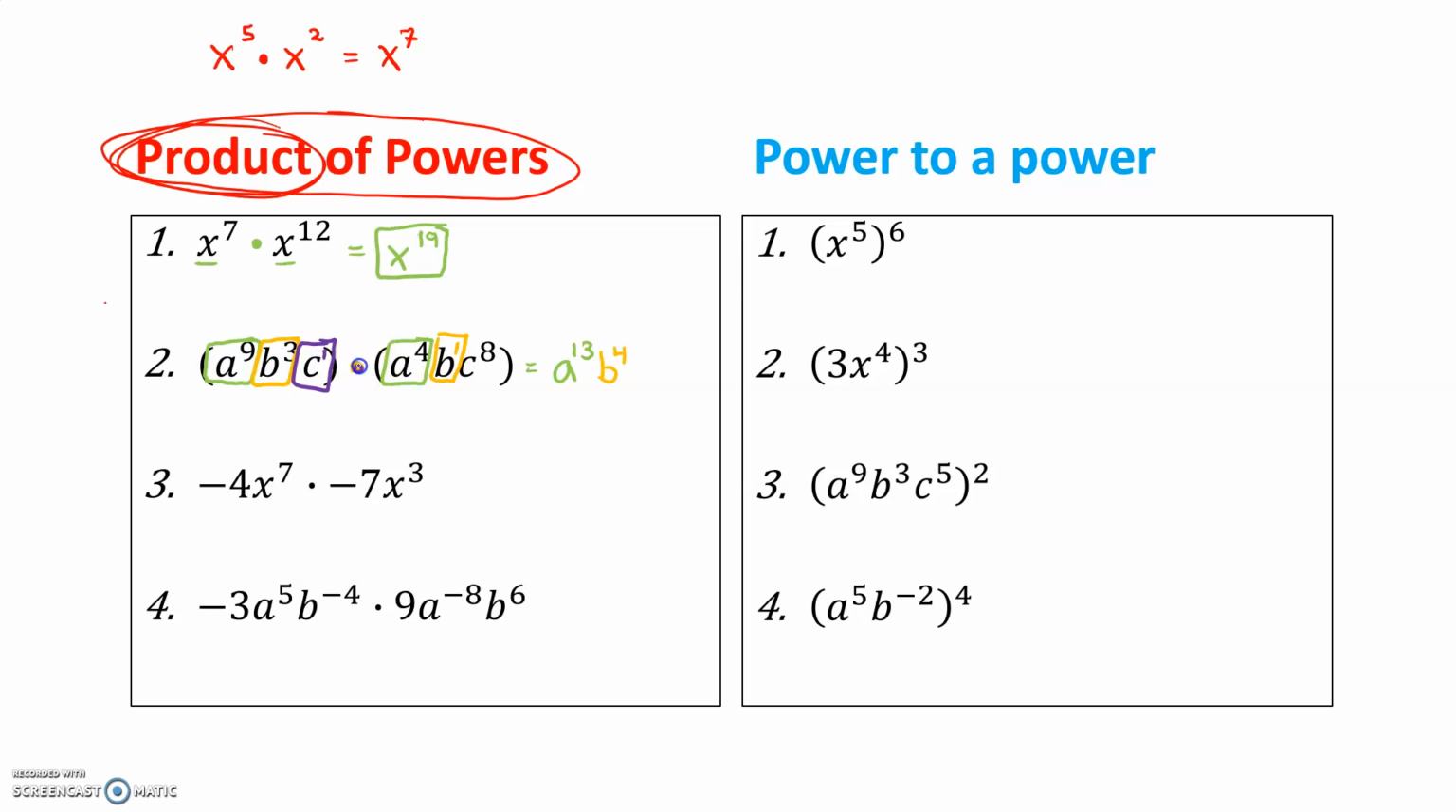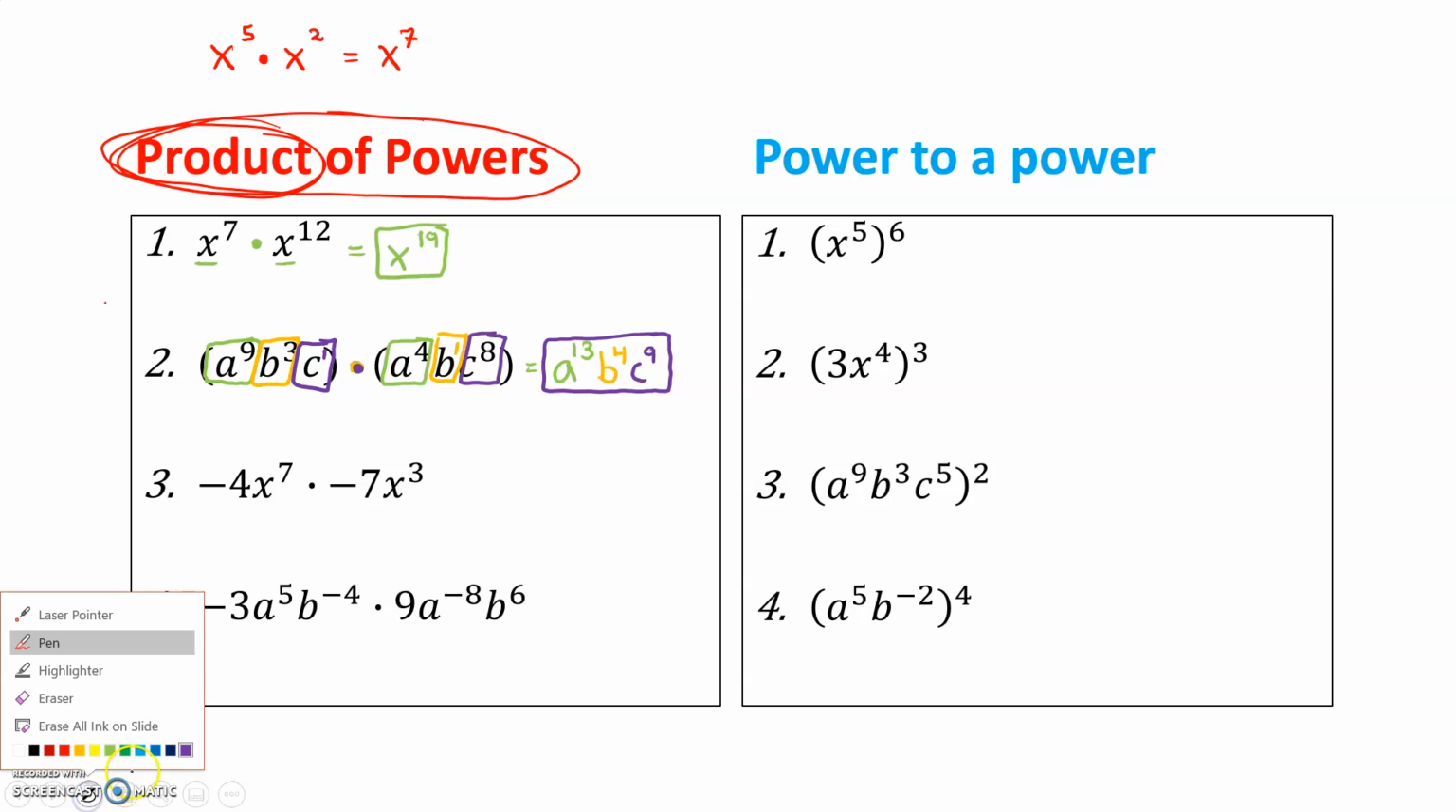C to the 1st, technically, times C to the 8th. So 1 plus 8 is going to give us 9. C to the 9th, and there we have it. That is our final answer when we multiply. So we get A to the 13th power, B to the 4th, and C to the 9th.